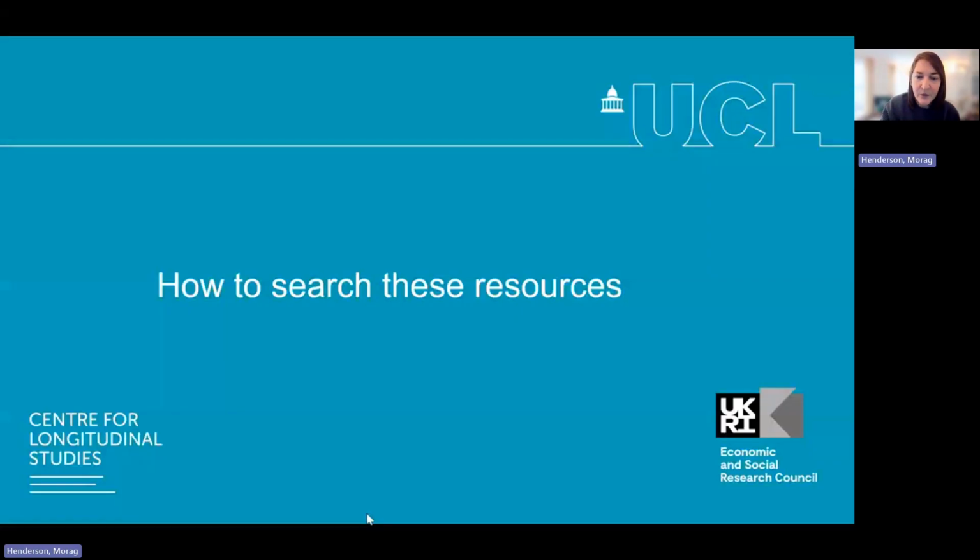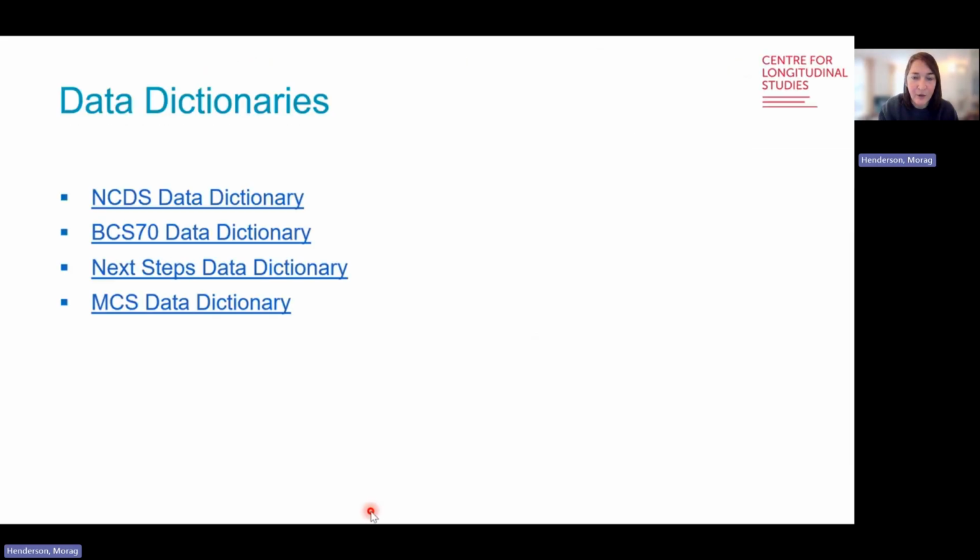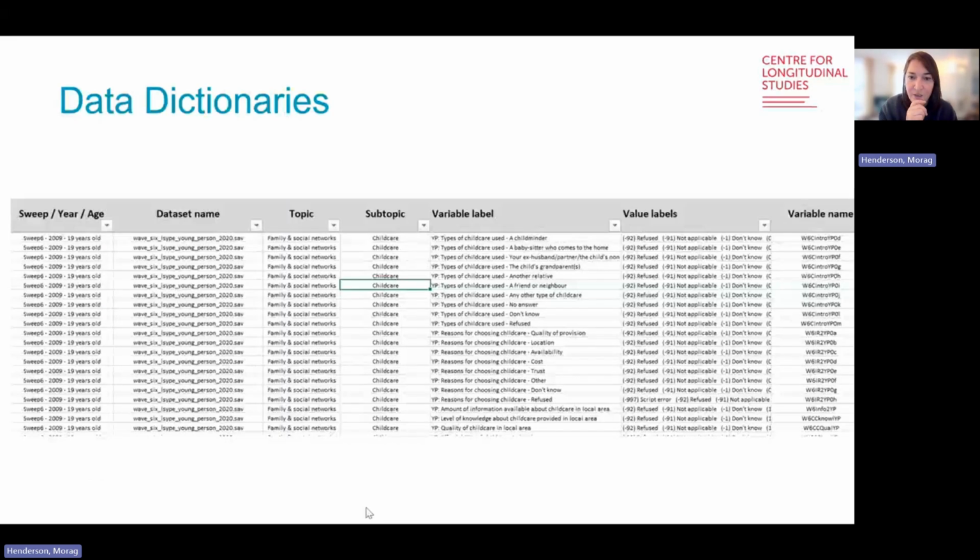Okay, so how to search the resources yourself. This is very brief, and then I'll hand over to Richard. So first, I'd say go to our website. There's a section called Exploring Our Data, on which there are links to the data dictionaries. This is my favorite way of searching.